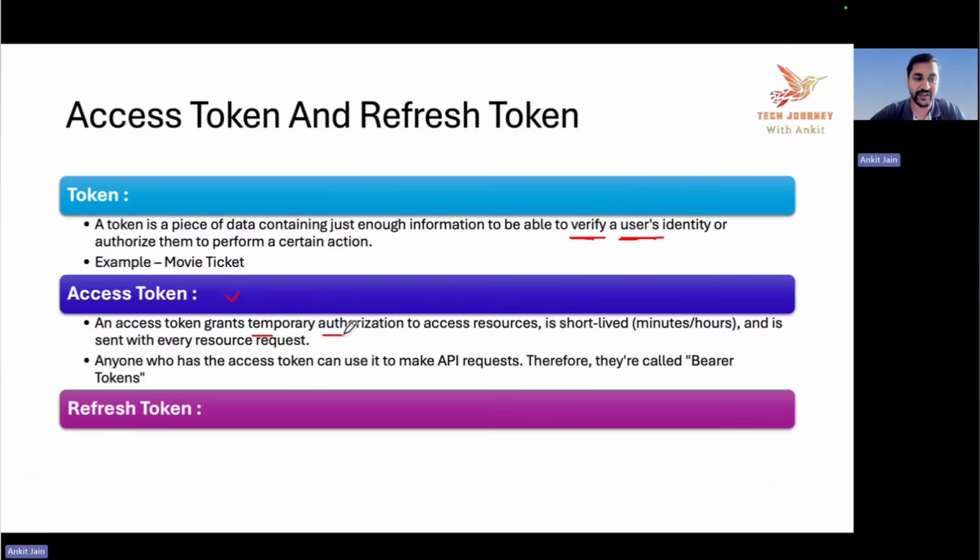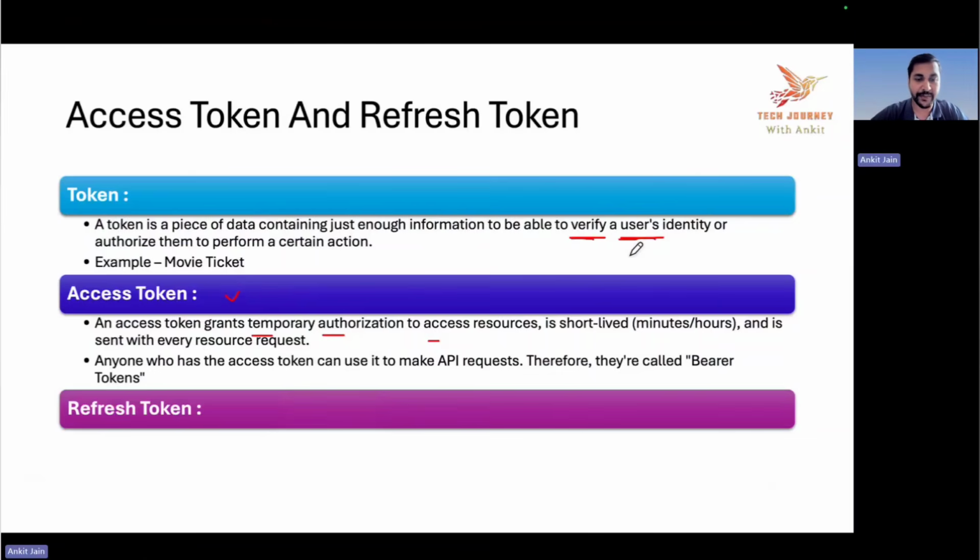Same goes for the concept of the access token as well. Access token provides temporary authorization to access the resources. So whenever you have the access token, you cannot use the same access token again and again because it is short-lived. And whenever you have to perform any action on the third-party system, you always have to send the access token along with your resource request, because access token is your identity, right? Every time, the request has to be authorized before they perform the action. So every time you send a request, you have to send the access token.